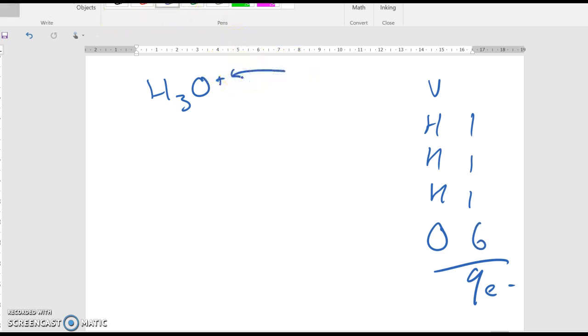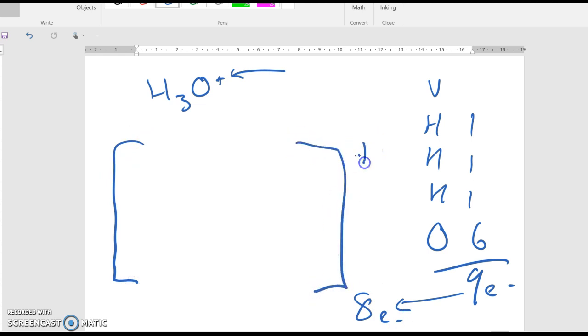So the positive charge means that whole species has one more proton than electrons. So the electrons have been reduced. It's lost an electron and now only has 8. Then I'm going to represent that overall charge with the square brackets. I'm going to arrange my atoms and I'm going to stick a bond between them. That's used up 6 of my electrons.